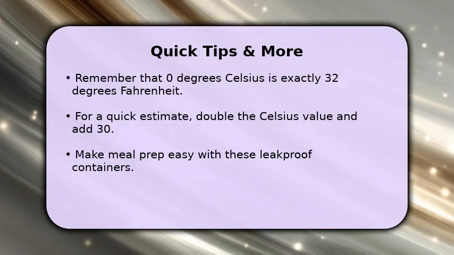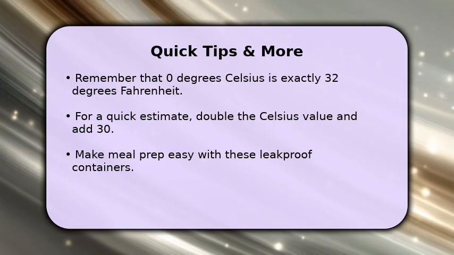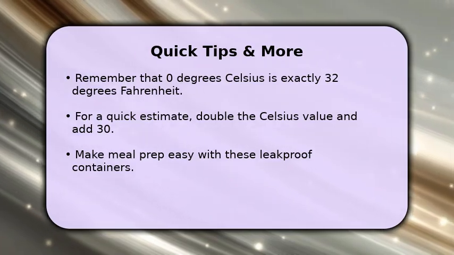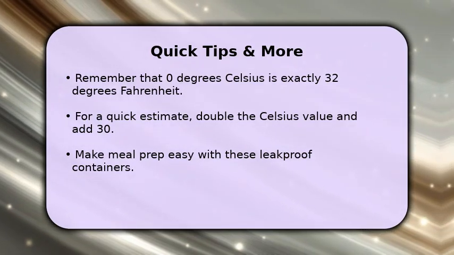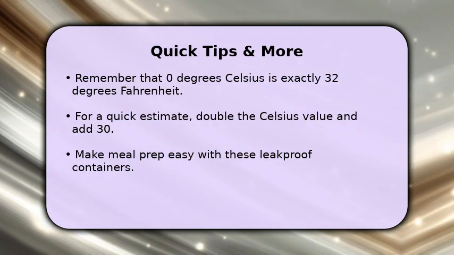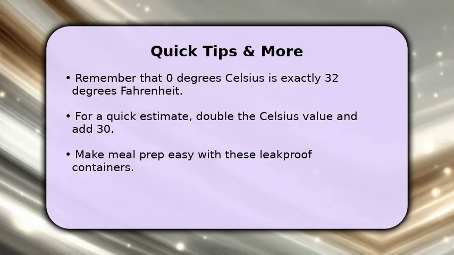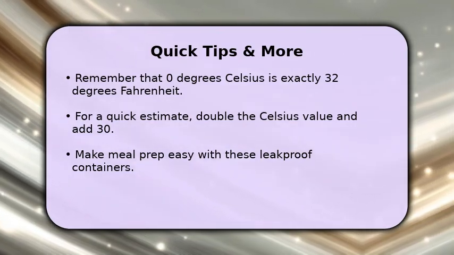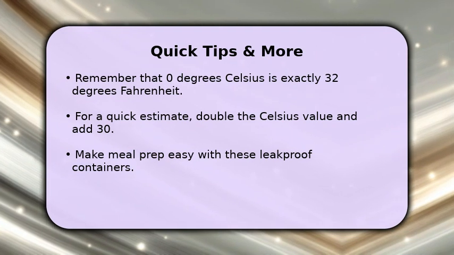Here are a couple of quick tips to help you remember. A key reference point is that 0 degrees Celsius is equal to 32 degrees Fahrenheit. For a rough estimate, you can simply double the Celsius temperature and then add 30. It's not exact, but it's a good mental shortcut.